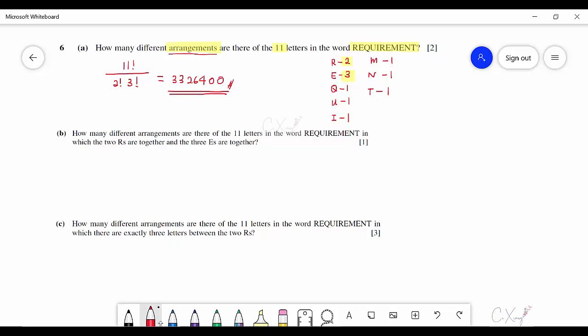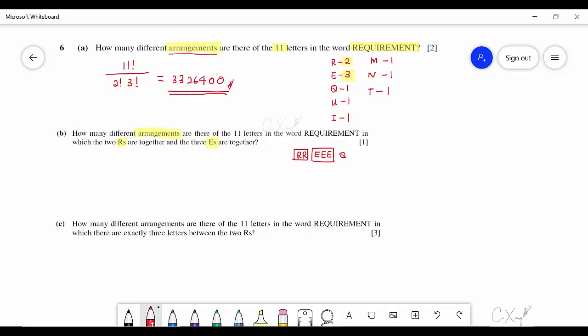All right, so for part B, how many different arrangements again? Please highlight the word arrangement again. Here they are saying that the 2 R's are together and the 3 E's are together. So for now, they are assuming that the R's cannot be separated. That means for R, we are treating them as one item. And for the E's also, all the E's cannot be separated as well, so we are also treating them as one item only.